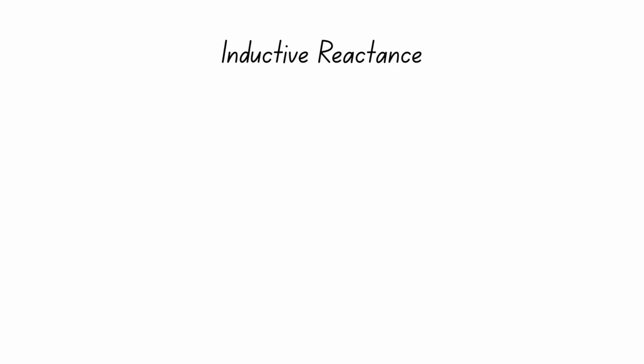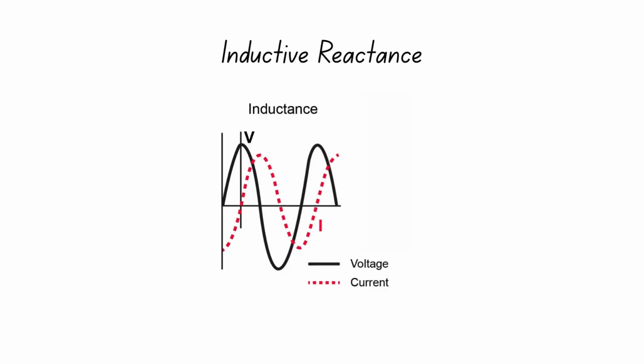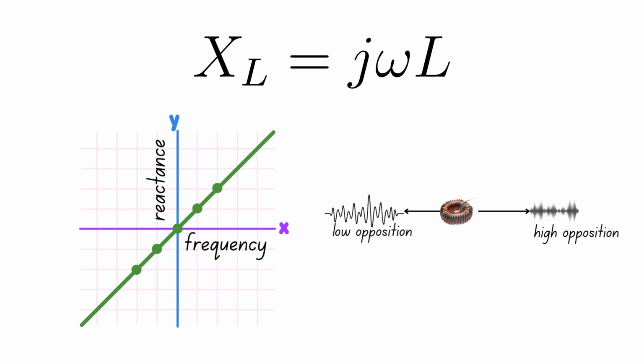Inductive reactance is given by this formula. In this case, current lags the source voltage by 90 degrees, meaning that the source voltage peaks before the current in the circuit does. Inductive reactance increases with increase in AC frequency, meaning that inductors pass low-frequency signals while blocking high-frequency ones. These concepts are essential in the design of signal filters.